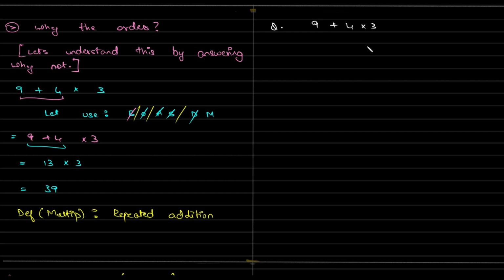The basic, I'll break it down into its raw form. So I'll rewrite the question as 4 being added 3 times. So 4 plus 4 plus 4. So how much will this be? 9 plus 4, 13, 13 plus 4, 17, 17 plus 4, 21. So answer should be 21, but we're getting 39. Why is it so? Why are we getting 39?